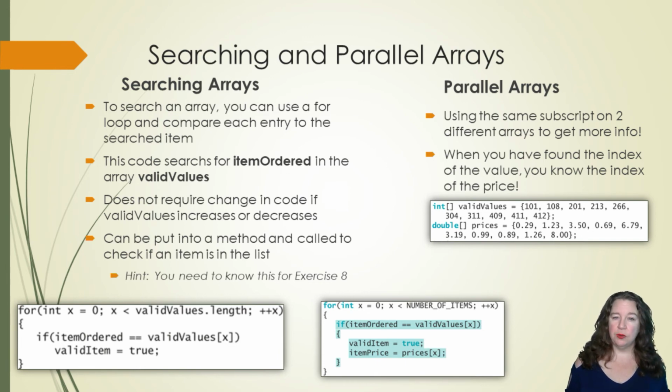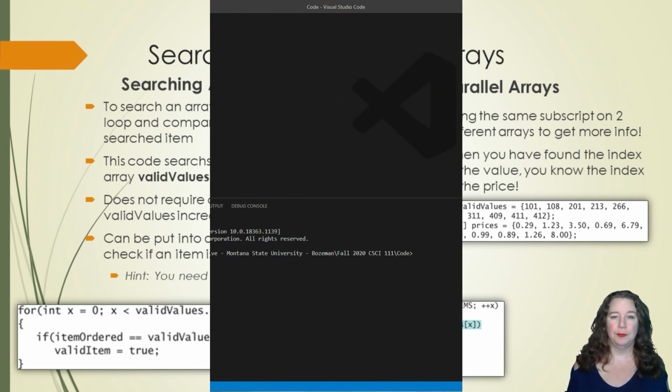Another thing we like to do is to search through our arrays, look through them to look for a value. In this case, we're looking for a specific item ordered and see if it exists in the list. We're going to look at this code in a second and walk through it and see if we can understand it. You're going to need to understand how to search your arrays for your homework, by the way. So the code searches, keeps track of what is the item that's ordered, did you find one, and makes sure we go through the entire array to look for it.